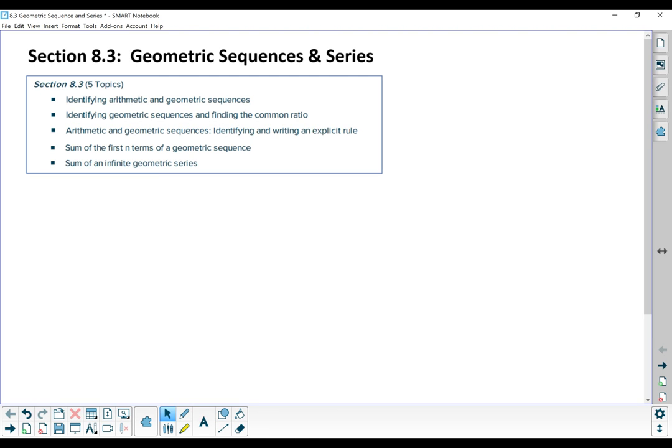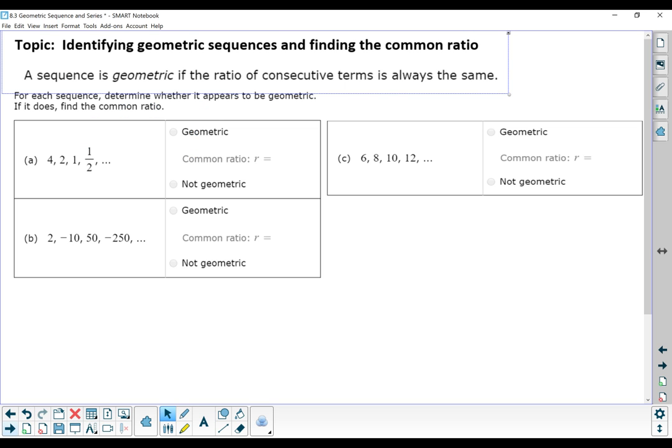Hey, Math 1050, this is section 8.3, talking today about geometric sequences and series. There are 5 topics. So the first topic is to identify a geometric sequence and find the common ratio of a geometric sequence. So a sequence is geometric if the ratio of consecutive terms is always the same. So we're talking about a common ratio this time.